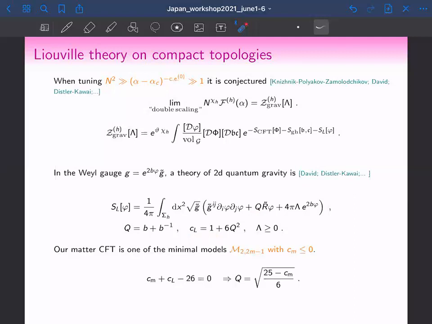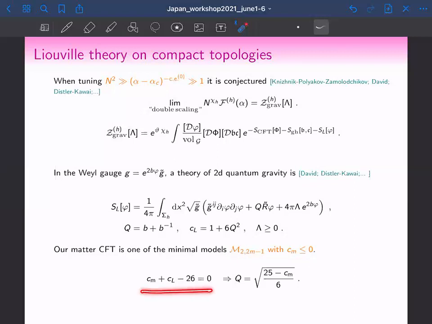Now our matter CFT over here is not an arbitrary CFT, but a minimal model. The minimal models are labeled by two coprime integers, which for us are the integers 2 and 2m - 1. So for example, there's M(2,3), or, equally famous, the M(2,5) model, which is the Yang-Lee model. And all of these minimal models in particular have negative central charge. So this is basically the series of non-unitary minimal models.